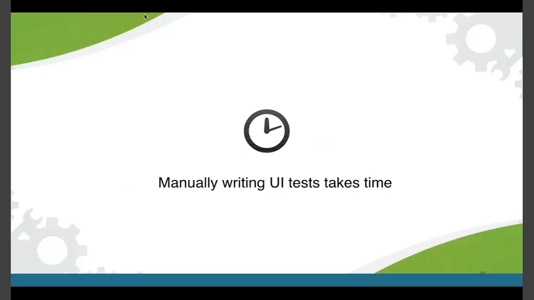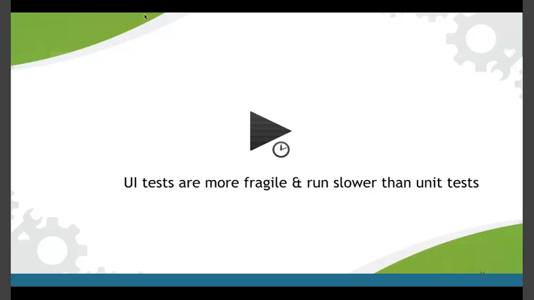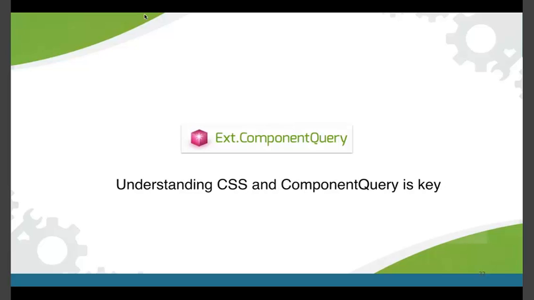And these UI tests, of course, take time to make. That's a given, so you have to take that into account. It's not as easy as writing a unit test. And UI tests are also more fragile. They run slower than unit tests because the DOM is involved, so we have to wait for things to render. There could be more race conditions, etc. And for ExtJS applications, when you're doing these view tests, understanding CSS and the ExtJS component query is really important.